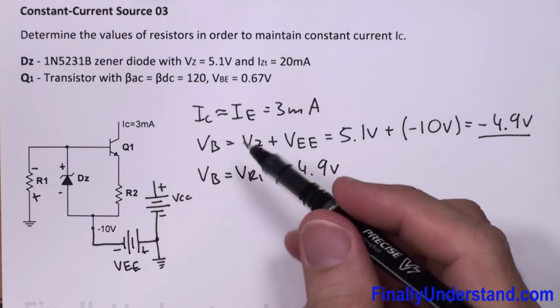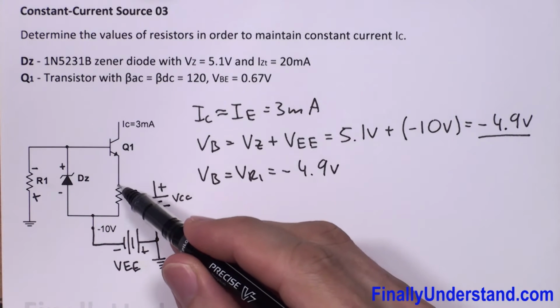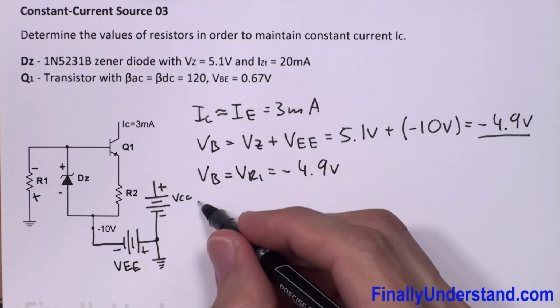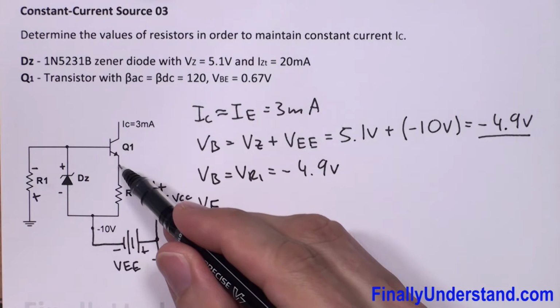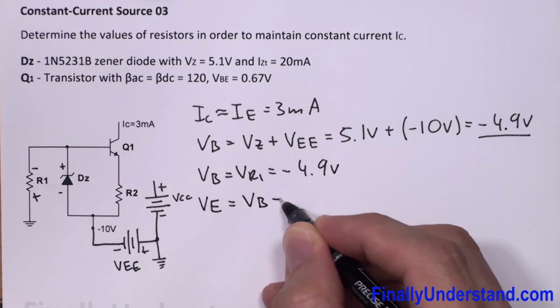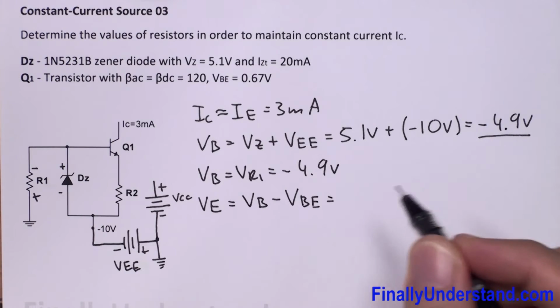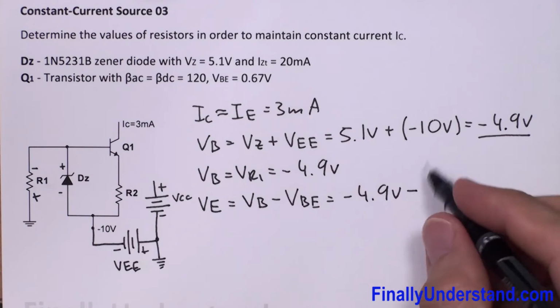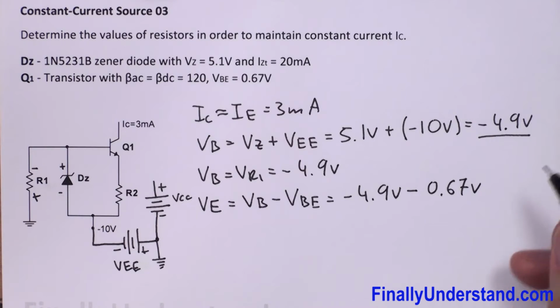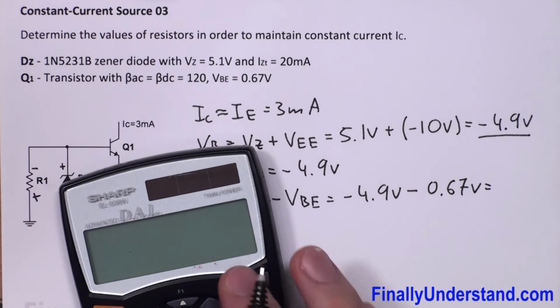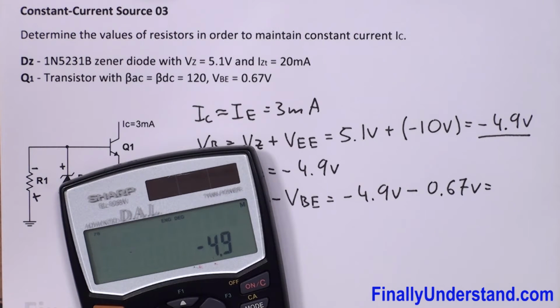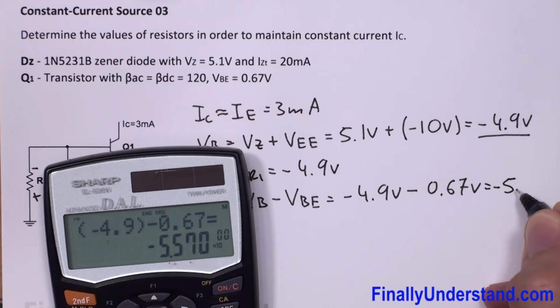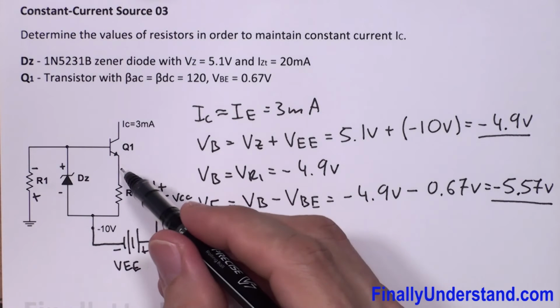Next, in order to find the value of resistance R2, I'm supposed to find the voltage across resistor R2. In order to do so, I'm supposed to find VE first, the voltage at the emitter of the transistor Q1. VE is equal to VB minus VBE, where VB we found is equal to negative 4.9 volts, minus VBE, which is given as 0.67 volts. So this is equal to negative 4.9 minus 0.67, which is equal to negative 5.57 volts. So this is the voltage at the emitter.